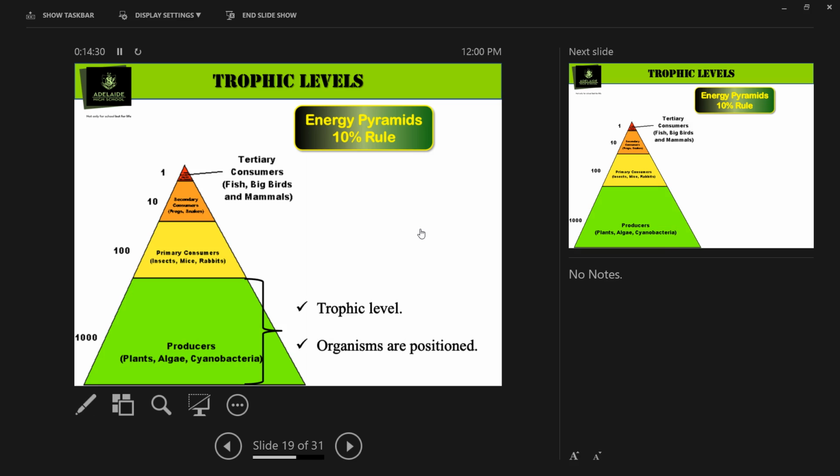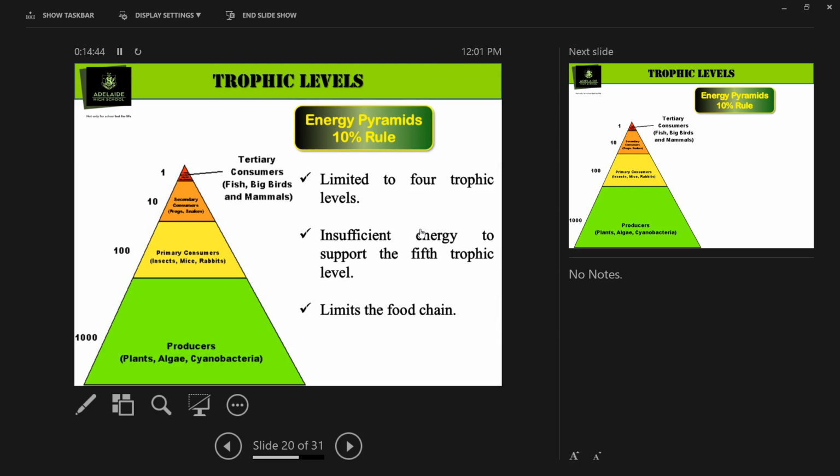All right. This particular section of a producer is what we call a trophic level. It's where organisms are positioned. So as we go up, producers, primary, secondary, and also tertiary. In any normal trophic levels, it is only limited to 4. But unfortunately, the one I got was 3. But anyway, you get the gist. And the reason why it's only limited to 4 is because there's insufficient energy to support the fifth trophic level, all right? And that limits the food chain. When you saw the food chain just now, you only saw until the eagle, discounting the mushroom because the mushroom is only a decomposer, all right?